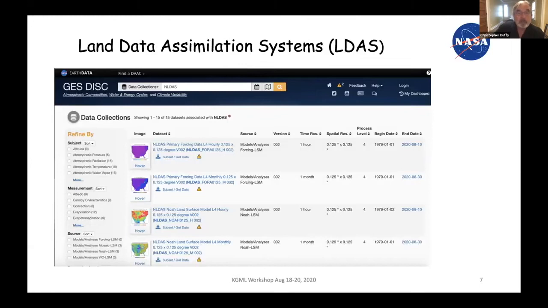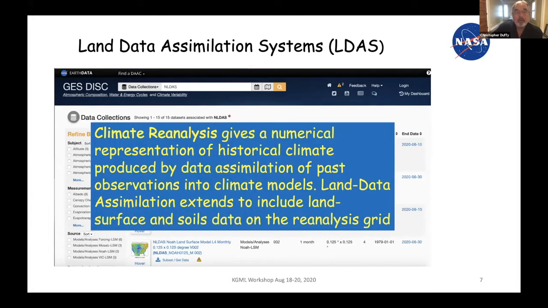Land data assimilation systems from NASA and NOAA or climate reanalysis are used globally to get the atmospheric inputs to hydrologic systems. Climate reanalysis gives numerical representation of the historical climate. It assimilates past observations from weather stations and land surface data, satellite information, many other soils data, and even the vegetation and snowpack from satellites, for example. So it is a composite of not just numerical models, but all the collected data. What it's missing, in a way, is watershed and river basin data.